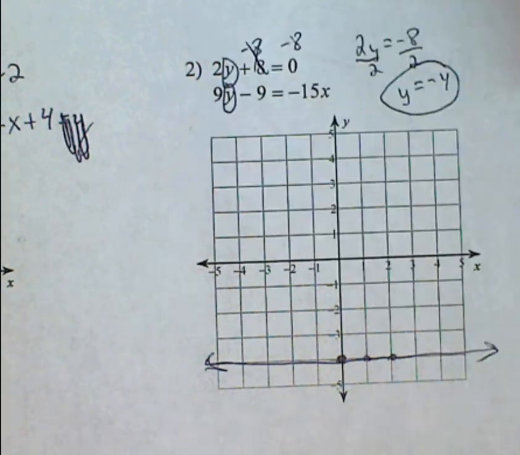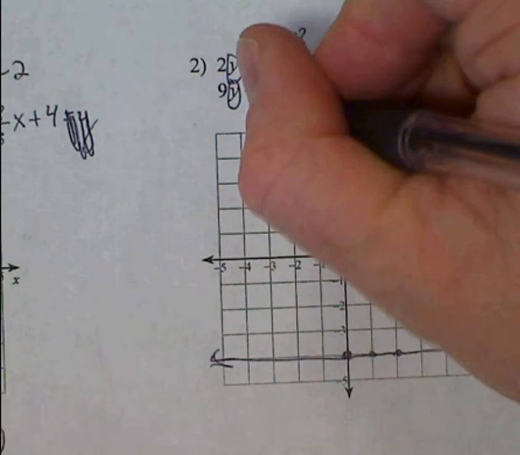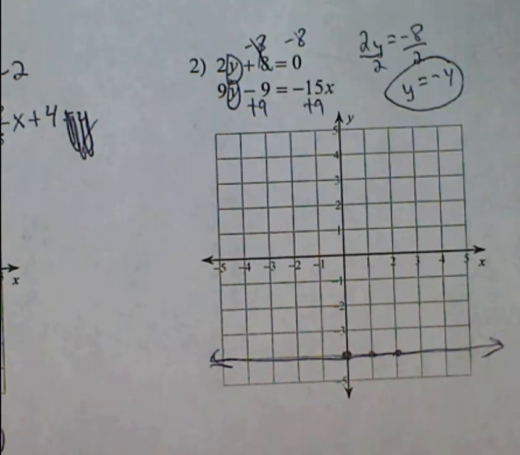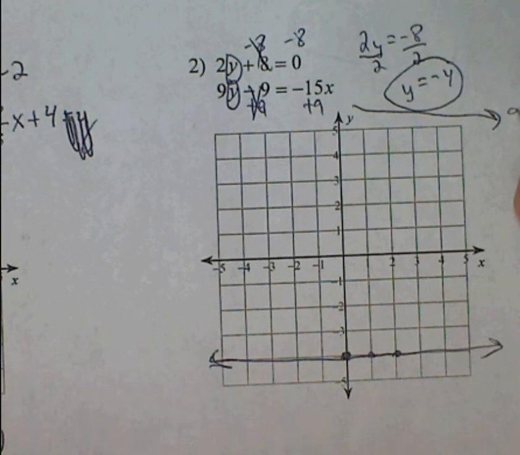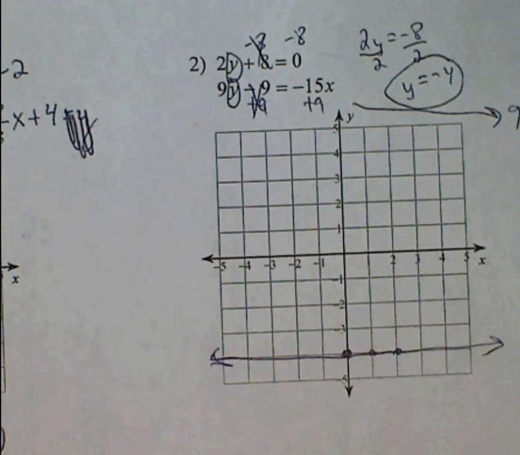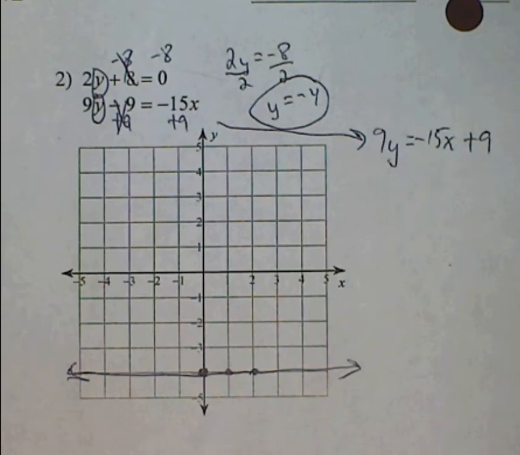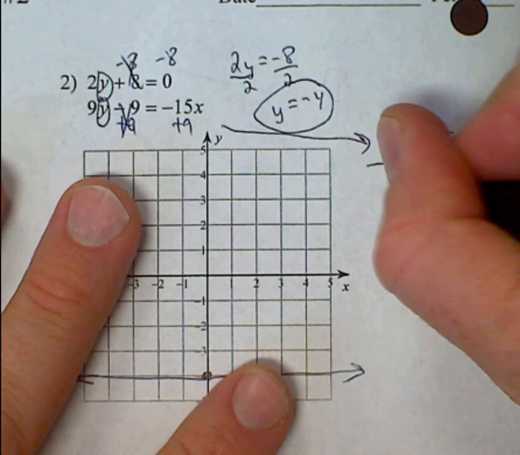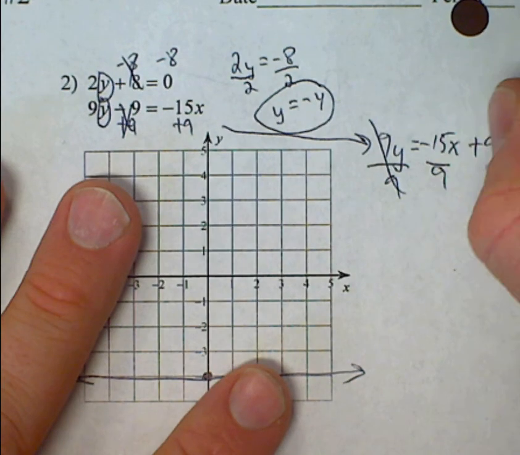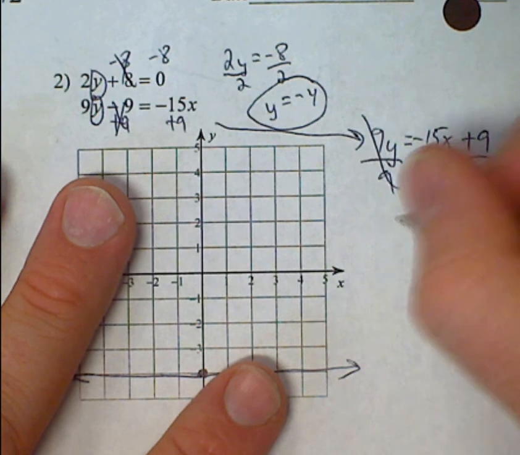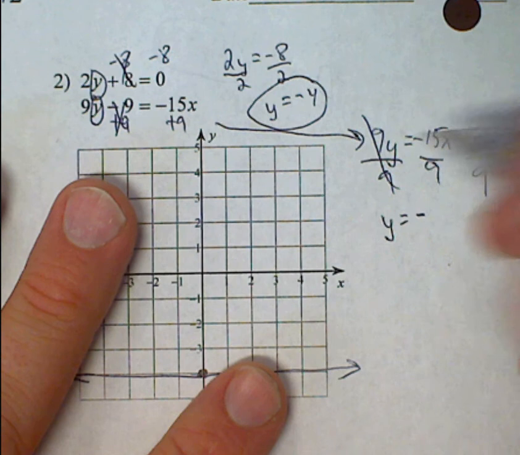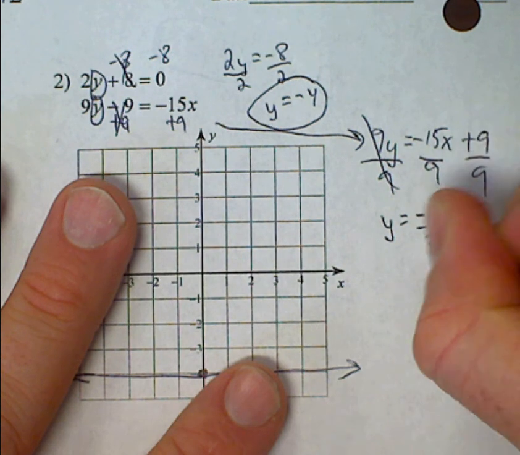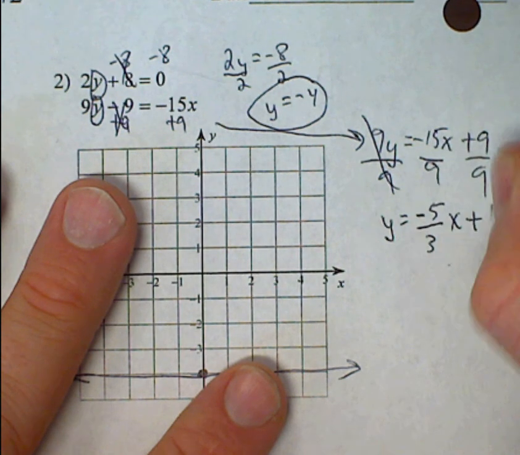My next equation, I got to get the y by itself. So I'm going to go ahead and add 9 to both sides. So that gives me 9y equals negative 15x plus 9. I'm going to divide by 9, divide by 9. That gives me y equals, if I reduce this, I can divide by 3. That'd give me negative 5 over 3x plus 1.